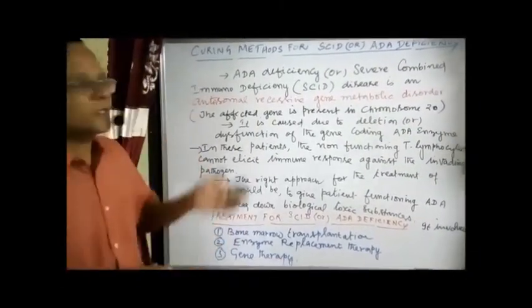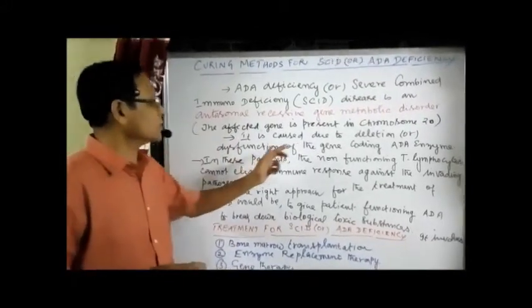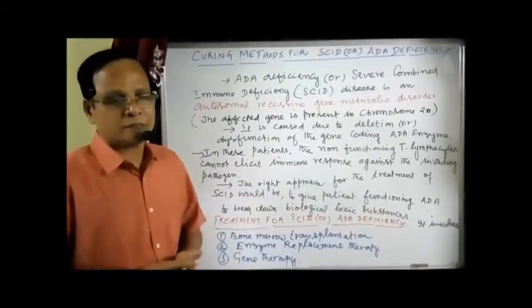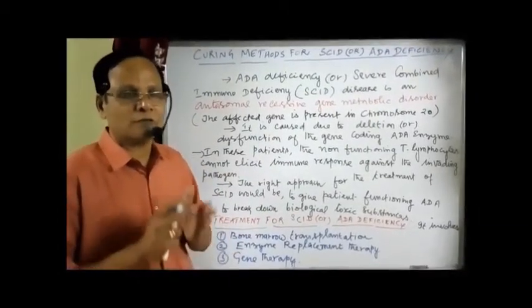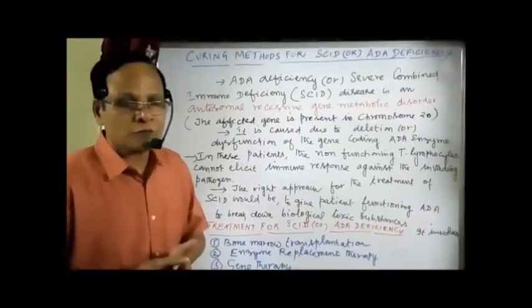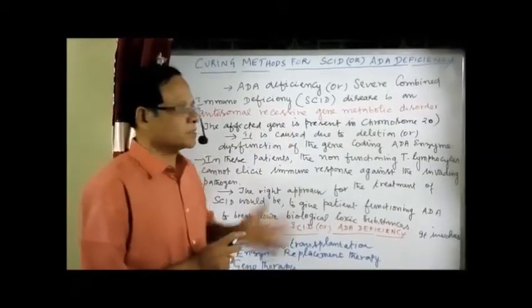Okay, now, what's the reason for that? When there is a deletion or dysfunction of the gene coding for the ADA enzyme, that's the main cause. Deletion or dysfunction of a gene found in chromosome number 20, which codes for the enzyme adenosine deaminase. That results in the disease.